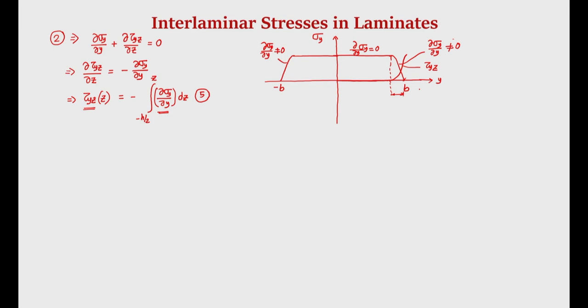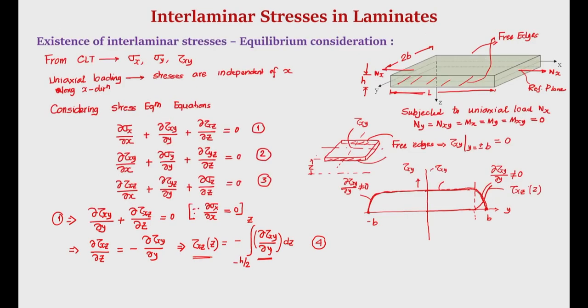Same was the case with τxz also. Because here ∂τxy/∂y is equal to 0, but at this edge ∂τxy/∂y was non-zero, therefore, there is a τxz. So, near the free edge there are interlaminar shear stresses, because stress gradients of ∂τxy/∂y or ∂σy/∂y exist. Away from that, because there is no stress gradient, there is no interlaminar shear stress. That is, these are the free edge interlaminar stresses. Okay.